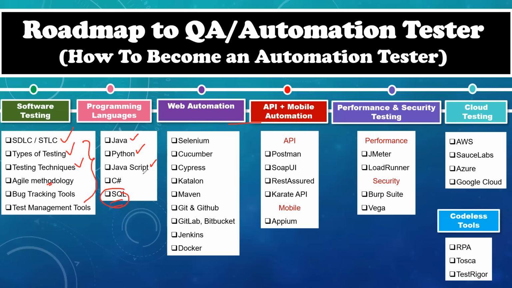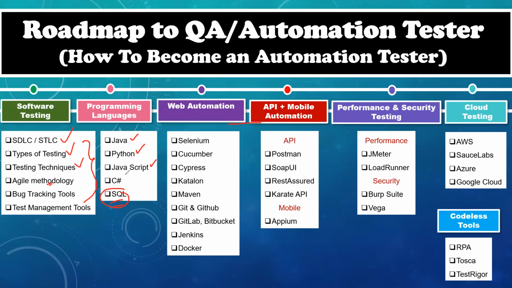And along with this, you should know at least one programming language. Either it can be Java or Python, JavaScript, C Sharp, or whatever it is. And which is very, very important. At least one programming language you should have an idea about before starting automation. If you go with any other tool, a programming language is mandatorily required.